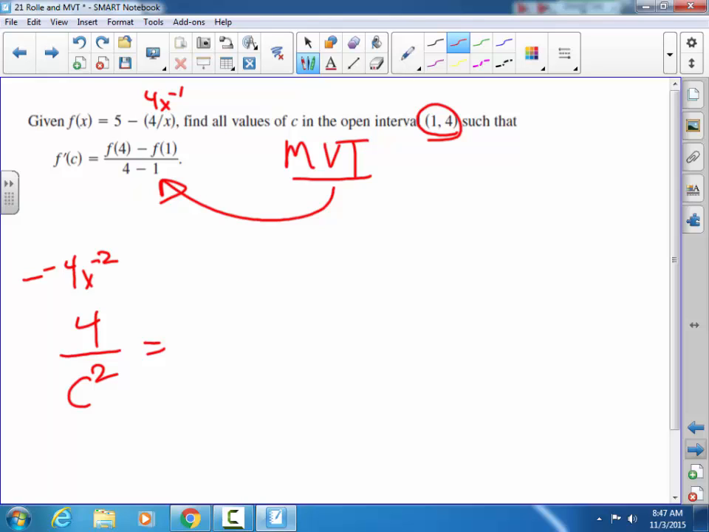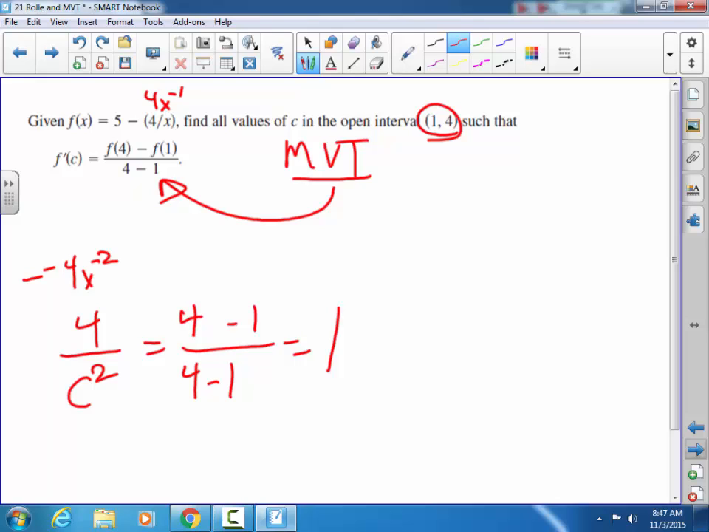I said that the entire thing, if you plug it in at the end, was 1. Okay, because when I plug 4 in here, I get 5 minus 4, which is 1. And then f of 1 is 5 minus 4, which is 1. Over 4 minus 1, so 1. Okay, so we've got 4 over c squared equals 1.